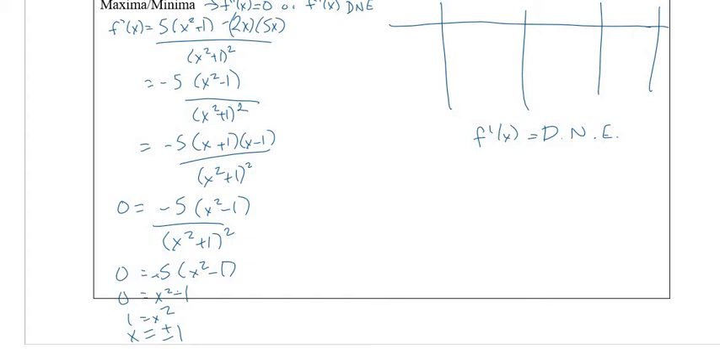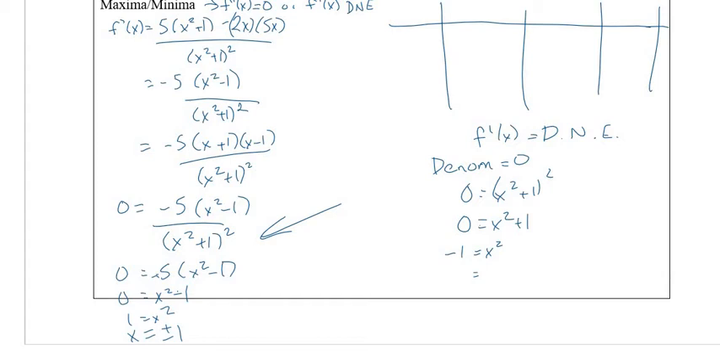But we also know that with rational functions, we can have spots where we don't have a value, where we have a hole or a gap. So in this case, we're looking for any spots where the denominator is equal to 0. So what we're going to do is take the denominator from the first derivative, this one here, and set it equal to 0. So 0 is equal to x squared plus 1 squared. We square root both sides. We get 0 equals x squared plus 1, or -1 equals x squared.